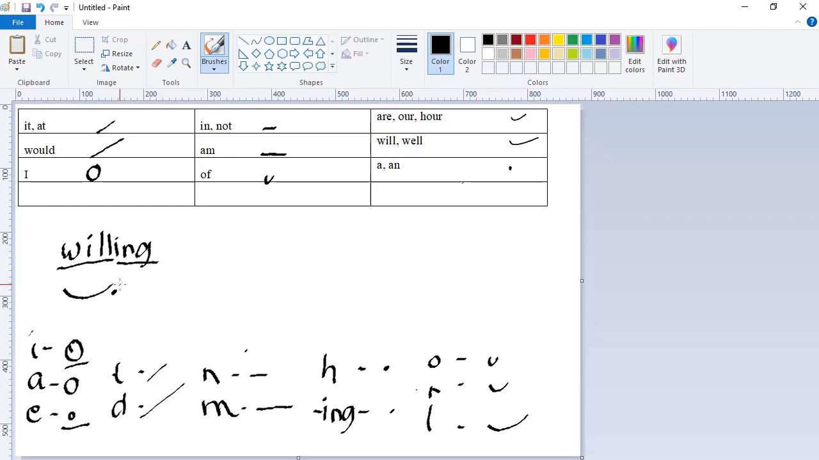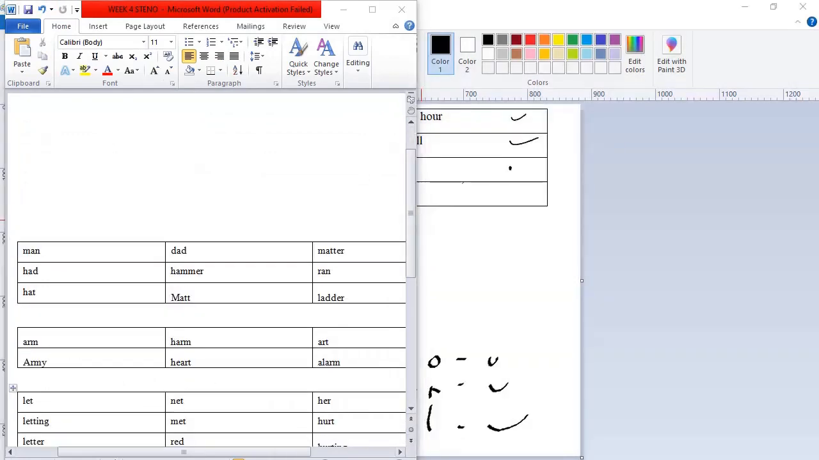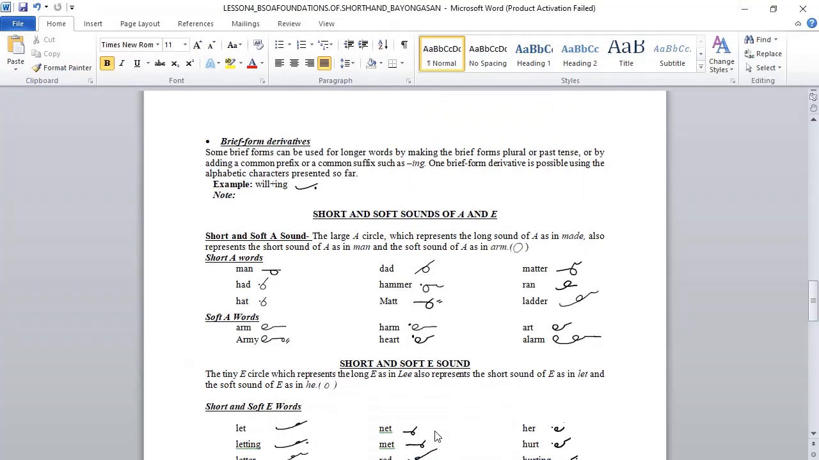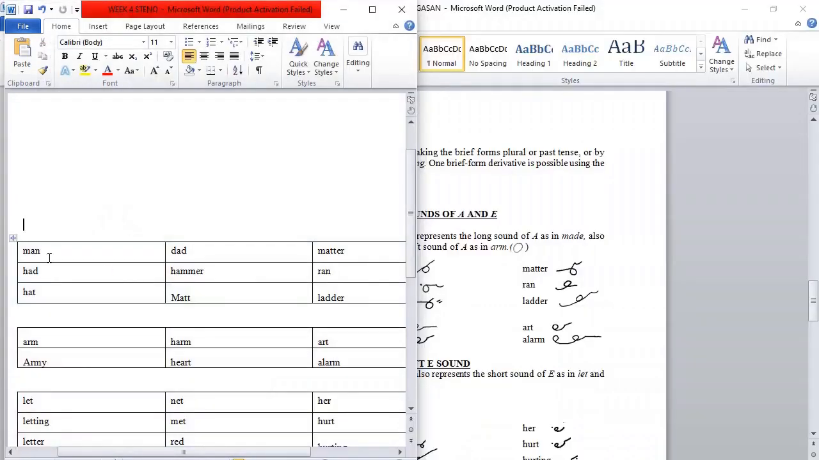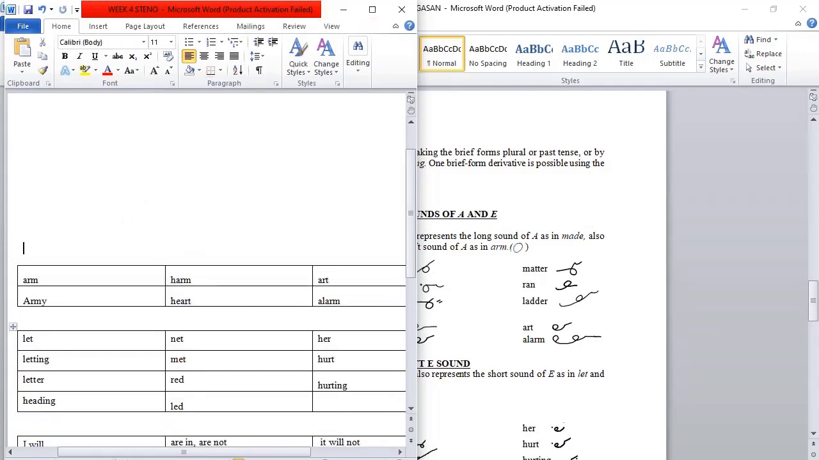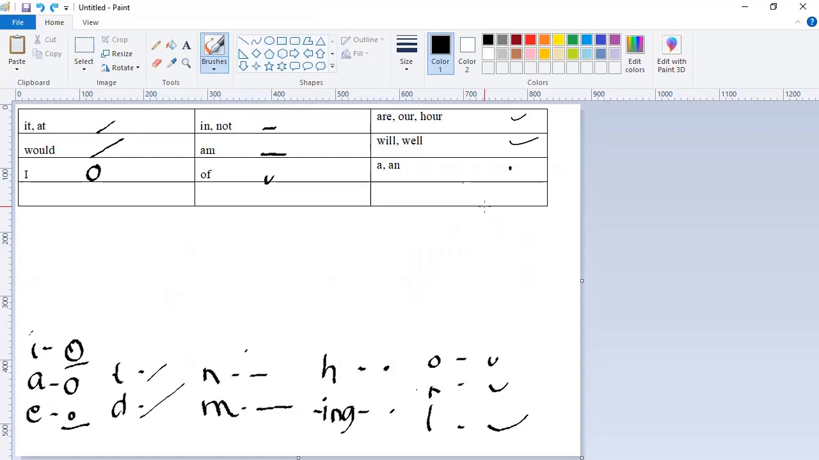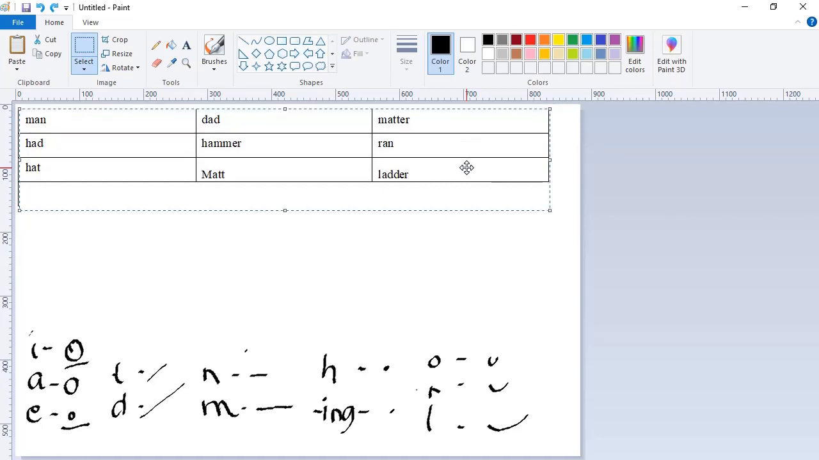Now, let's move on. Akala nyo tapos na? Hindi pa po tapos. Marami pa po. So, please bear with me. Ayan. Next, ano yung nandun sa inyong module? We have the short and soft sound of A and E. So, for the soft A sound, wala naman po tayong magiging problema dito kasi this is the same with yung inyong A sound. So, A and A have the same stroke, unlike ng I and E na merong magkaibang stroke.